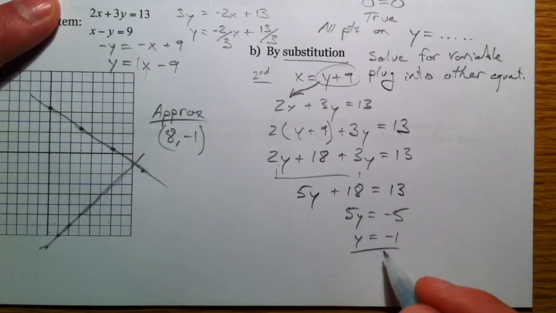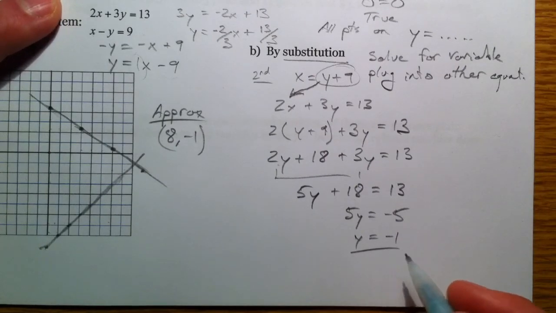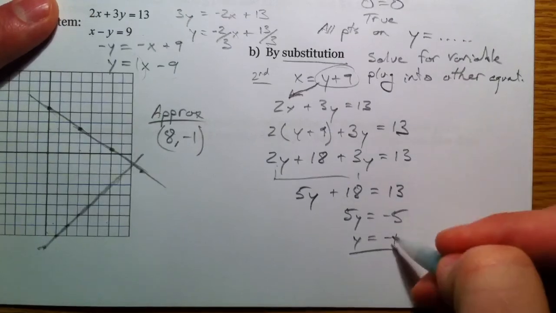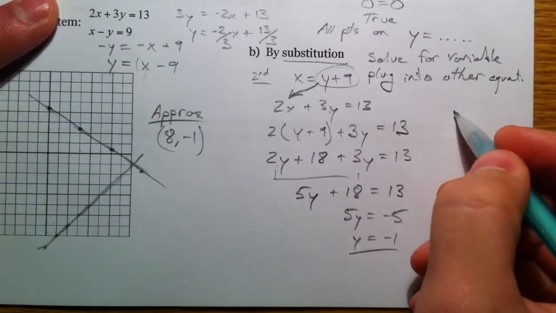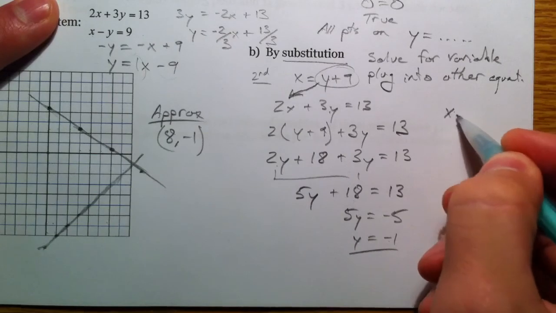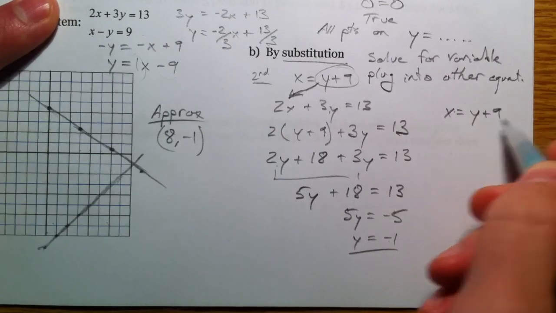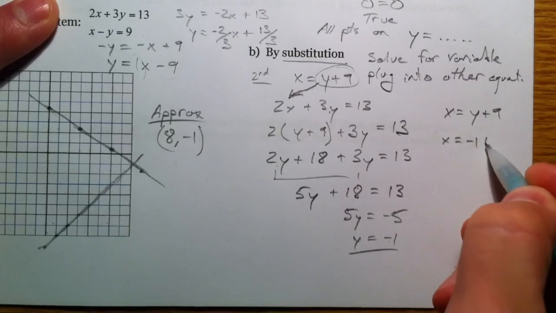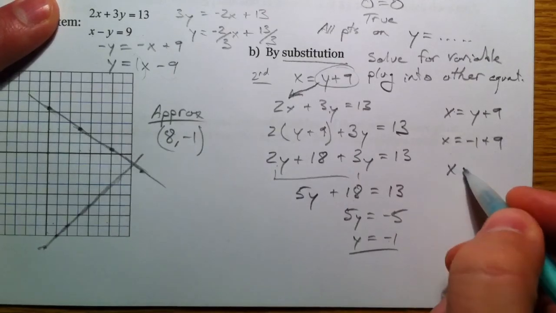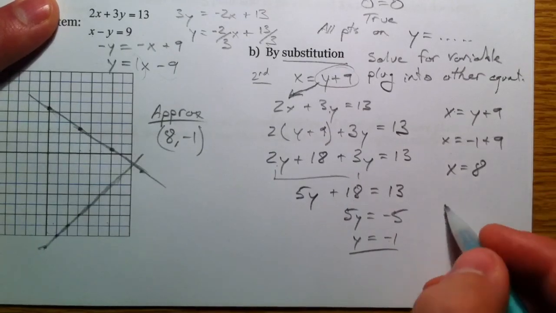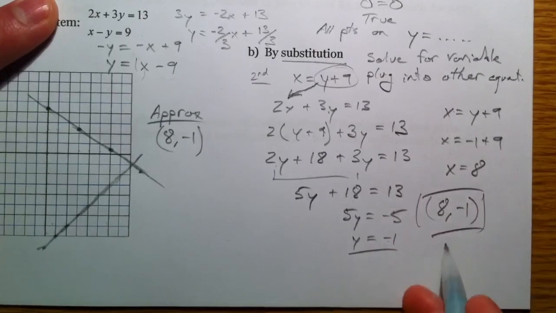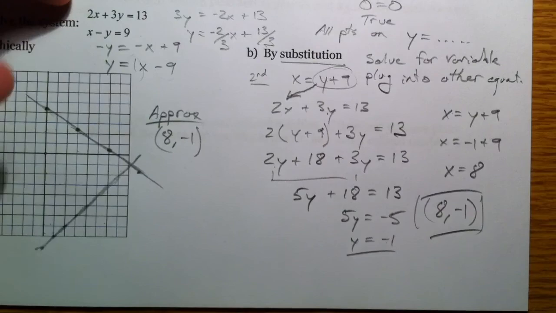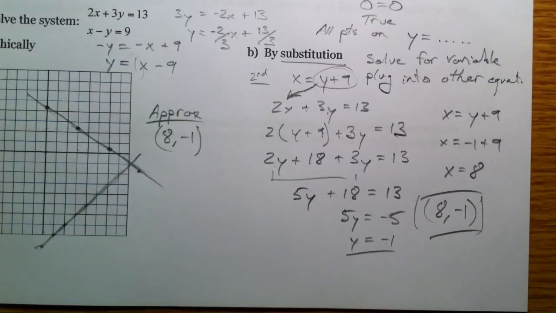The key here, don't stop here. Plug y back into either one of these equations. I'm going to plug it back into x equals y plus 9. So x equals -1 plus 9, so x equals 8. And so our solution, 8, -1, was in fact a good approximation graphically, although it didn't look like it was exactly on 8.